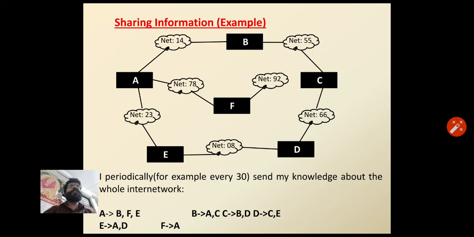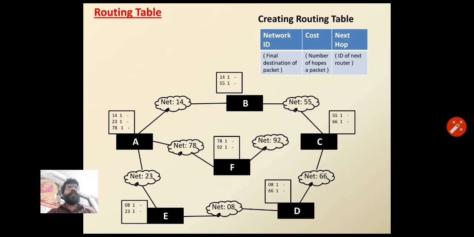So, we can discuss the routing table. What is the routing table? Routing table has 3 fields which have information about packets, their next hop and network ID. Basically, a routing table has network ID, cost, next hop, 3 fields, 3 columns. Network ID is the final destination of packets, cost is the number of hops of packets, and next hop is the ID of the next router.